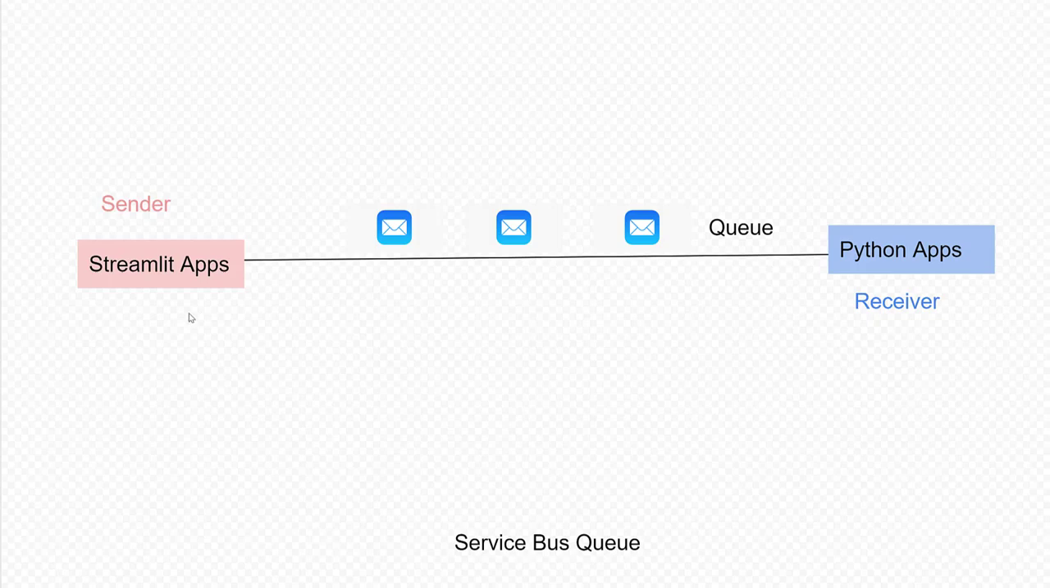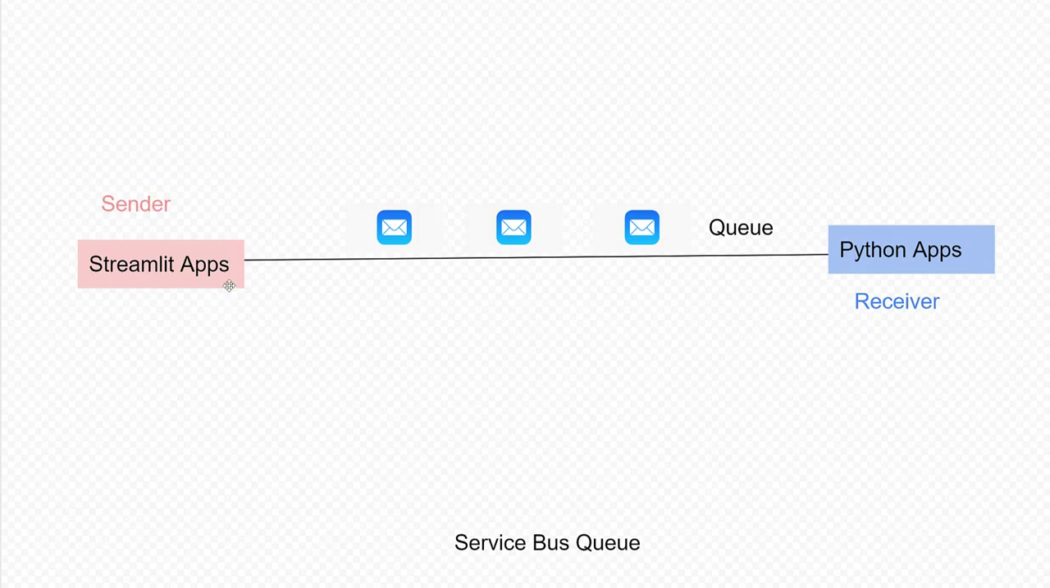What we're going to do in this session is have this application written in Python as a sender and receiver, and using an Azure Service Bus queue, we can enable some of the complex scenarios which may happen in production. For example, this is a Streamlit application.